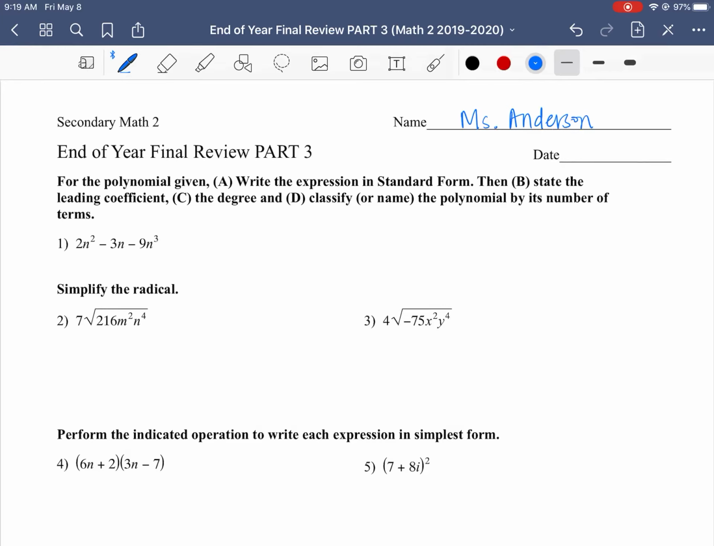Well, we've basically come full circle as we start end of year final review part 3. This is taking us back to quarter 1, what we did at the very beginning of the year, putting it all together. So again, I'm going to work through these problems. Hopefully you've already been through them and that you have all those cobwebs out and are remembering what each of the vocabulary terms mean, as well as how to simplify all of these different kinds of expressions. So let's just work through this.